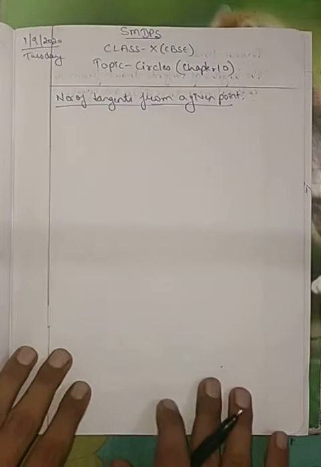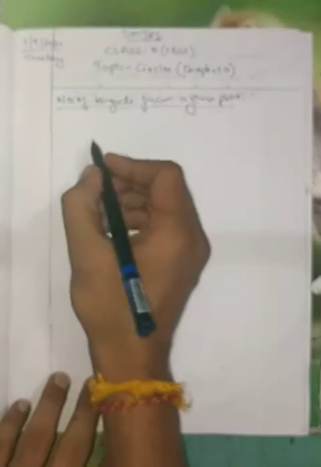Good morning, class. Yesterday we studied what a tangent is and we did one theorem based on that. Today we are going to start with the next topic, the number of tangents from a given point. First, understand what this means.